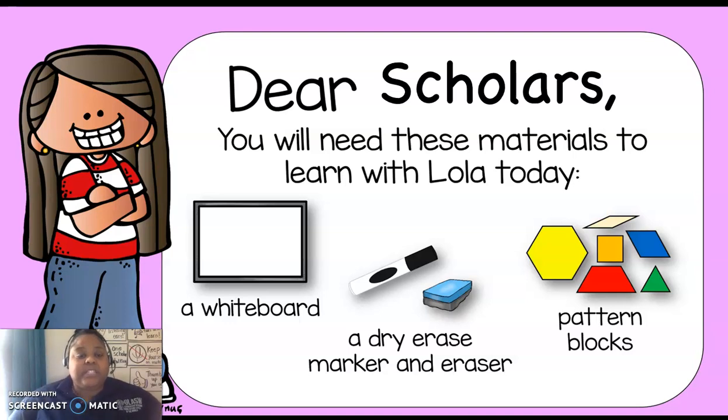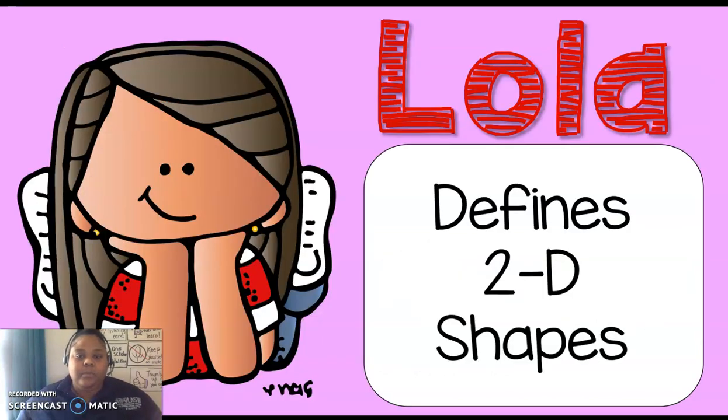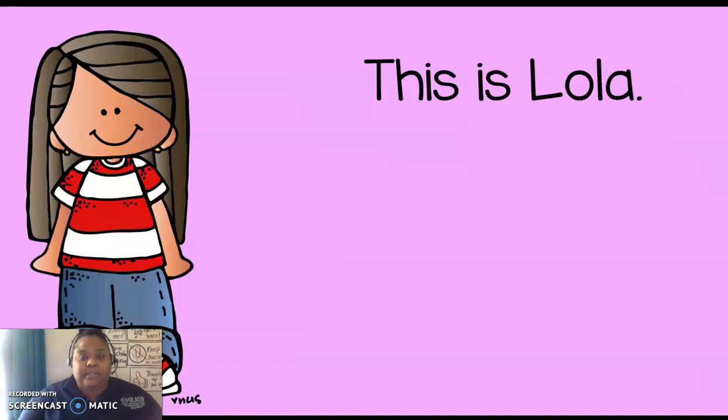So it says, Dear scholars, you will need these materials to learn with Lola today. So you're going to need a whiteboard, or you can use a piece of paper. You're going to need a dry erase marker and eraser, or you can also use a pencil and eraser. And you're also going to need, if you have it, some pattern blocks. So today we're going to define 2D shapes.